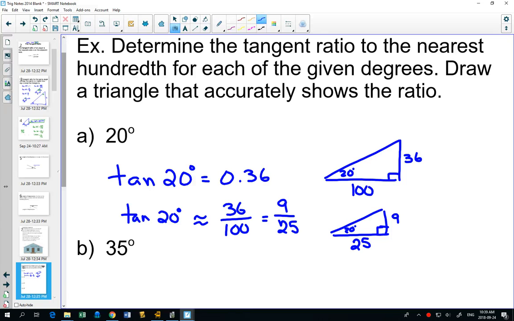And again, a big concept in trigonometry is if the triangle gets bigger or smaller, but the angles stay the same, the ratios stay the same. If this is 20 degrees, 9 over 25 is the same as 36 over 100. That proportion stays the same. And that becomes a very powerful tool for figuring all sorts of measurements out using triangles.